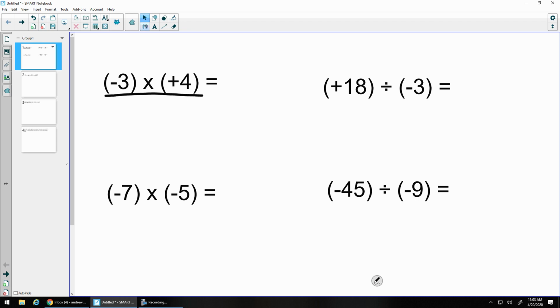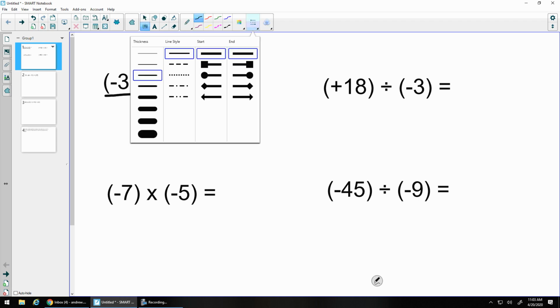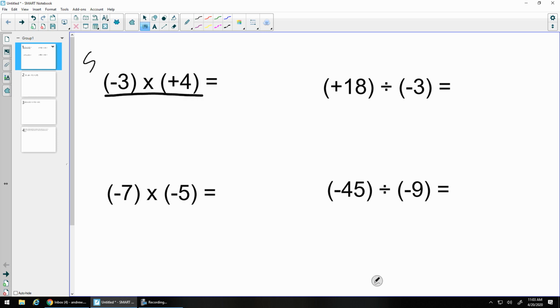Let me just quickly change this. There we go. Negative 3 times by positive 4, all you do is look at the absolute value numbers. So I have 3 times by 4. 3 times by 4 is 12. It's a negative and a positive. Since I have one of each, I have one negative. My answer is negative. So the answer would be negative 12. Okay, so you can just look at the numbers, solve the multiplication or division, and then look at the signs after to determine whether it's negative or positive.